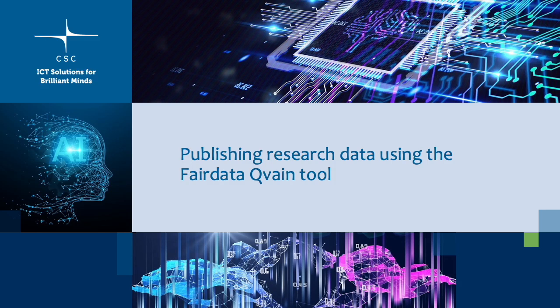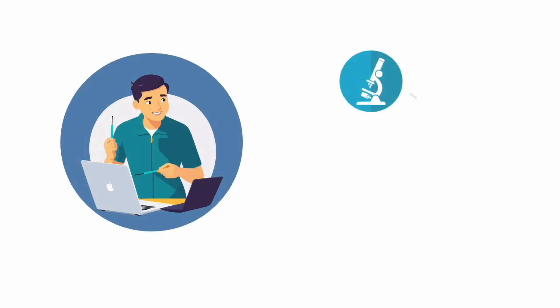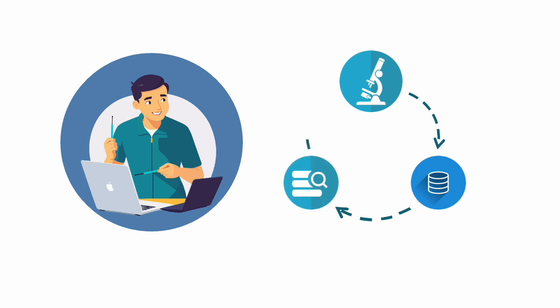Publishing research data using the Fairdata Qvain tool. John works as a researcher and has now completed his latest research project. John wants to publish his research data so that others can benefit from it and potentially reuse it.